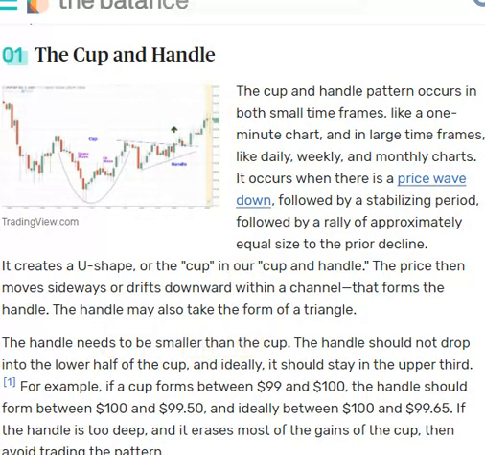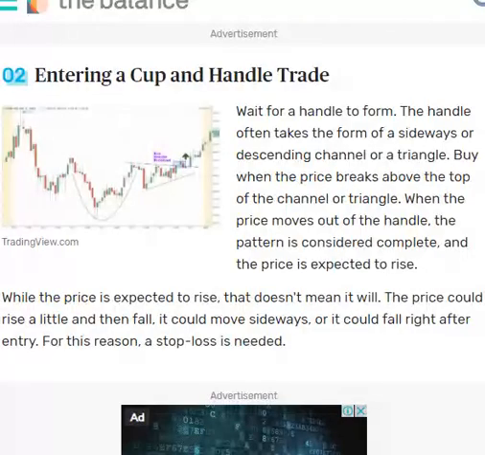Now, when do you enter a cup and handle trade? Wait for a handle to form. The handle often takes the form of a sideways or descending channel or a triangle. You can see we have a triangle here and you have the U shape here. Buy when the price breaks above the top of the channel or the triangle. When the price moves out of the handle, the pattern is considered complete and the price is expected to rise.